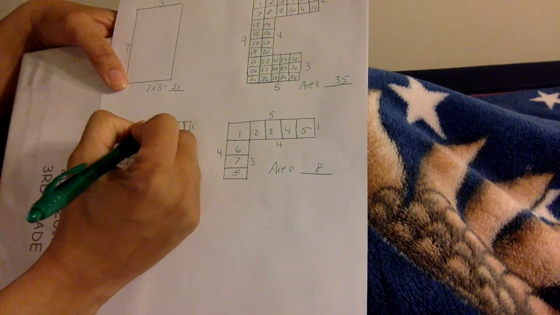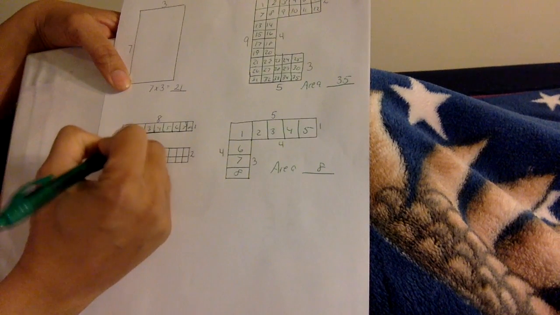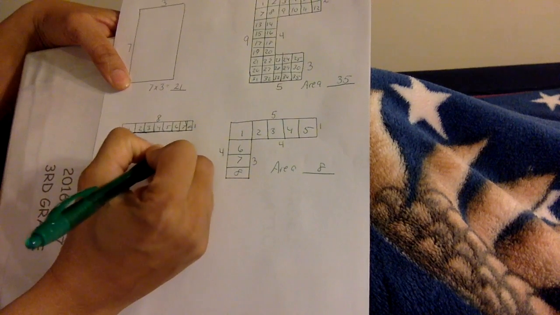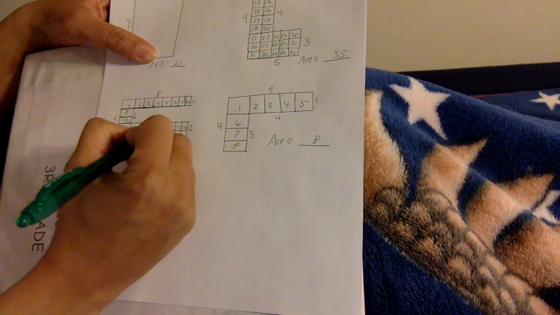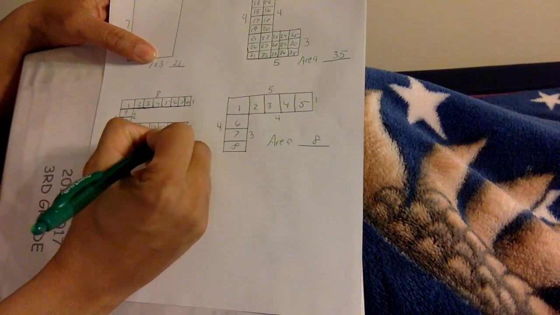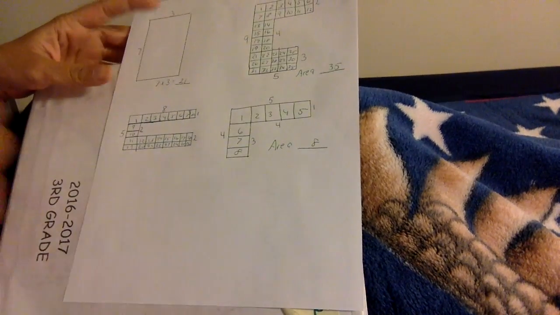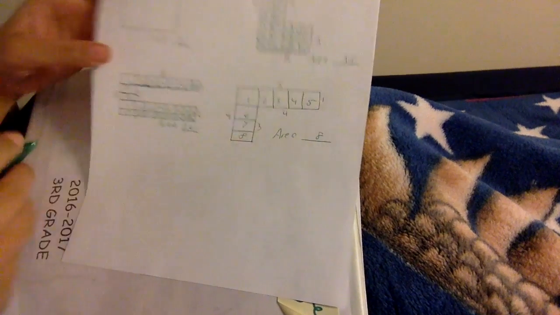1, 2, 3, 4, 5, 6, 7, 8, 9, 10, 11, 12, 13, 14, 15, 16, 17, 18, 19, 20, 21, 22, 23, 24, 25, 26. Area is 26. There we go.